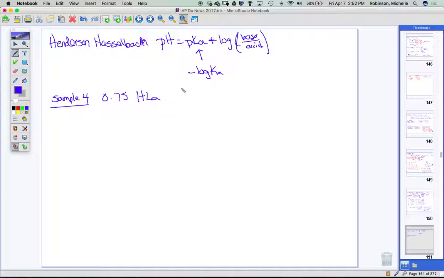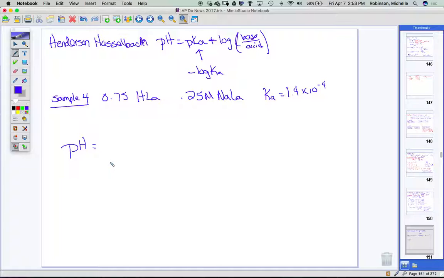So HLA is our lactic acid. It's 0.75 molar, and we have 0.25 molar Na lactate. We'll just call it NaLa. And we know the Ka for the lactic acid is 1.4 times 10 to the negative 4th. All right, we can set it all up in an ice table just like we did on the last one. But let's do it in this, just to do it.